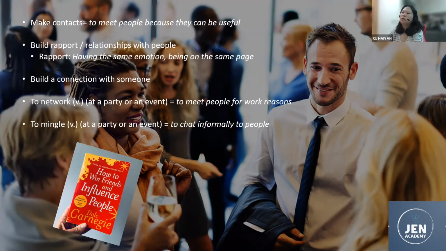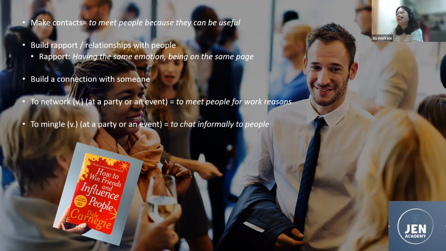The next expression you can use is to build a rapport or a relationship. Rapport means to have the same emotion or be on the same page. It originally comes from French. It means you're on the same wave with somebody emotionally, so whatever you feel or think is synchronized with the other person, and vice versa. Whatever the other person's emotional feedback is, it's in sync with yours. So to build a rapport with somebody means that emotionally you're on the same page. The next one is to build a connection with somebody, which means you get connected with somebody, get along with somebody.